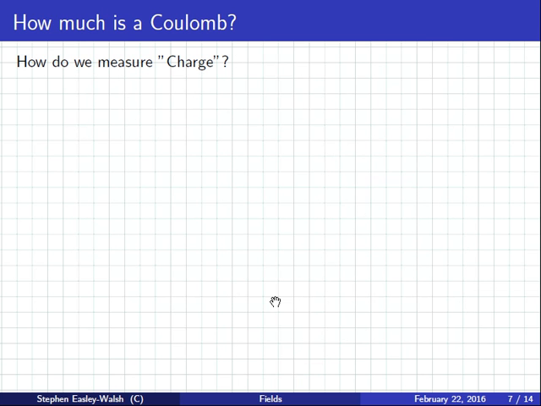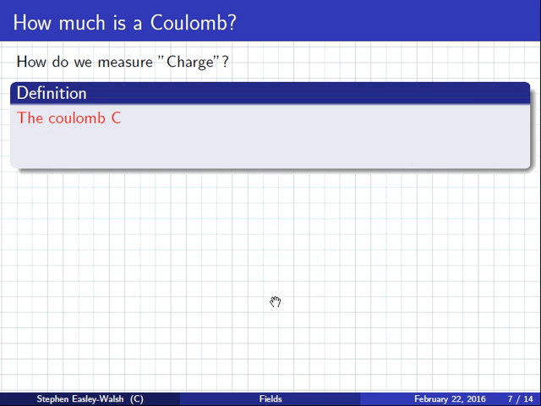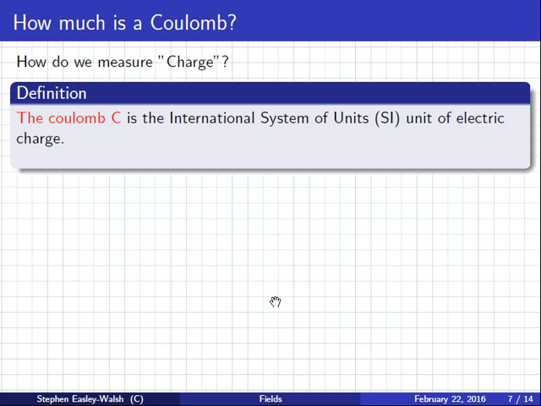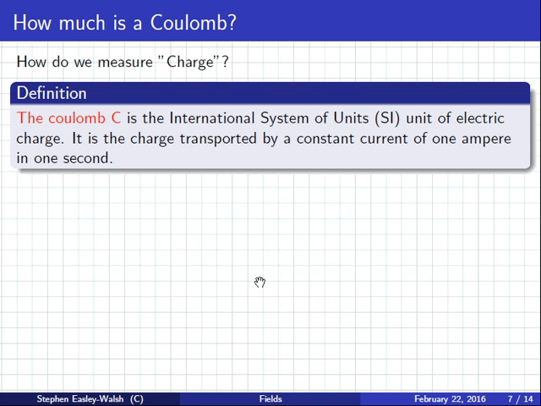So again, we talked about charge before. So we measure charge in coulombs. So 1 coulomb is the standard unit here, and it's a unit of electric charge. And the definition is it's the charge you get from 1 amp in 1 second. So if you have 1 amp for 1 second, the charge that you get from this current is 1 coulomb. This is the definition of a coulomb.